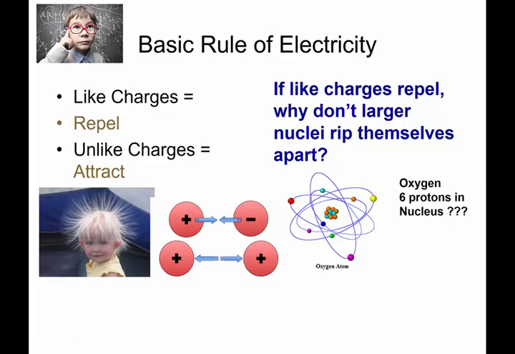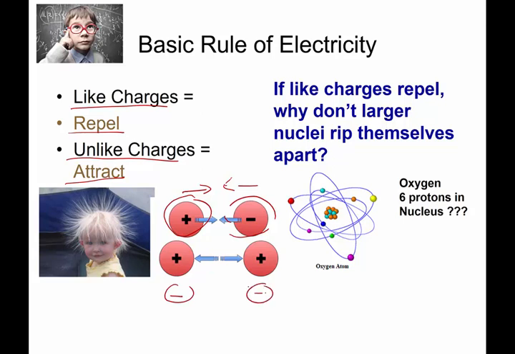Now, if you recall from your basic elementary school electricity, you know that like charges repel and unlike charges attract. Meaning, if you have a positive and a negative charge, those 2 things are going to be attracted together. If you have 2 like charges, 2 positives, or 2 negatives, they're going to repel each other, as illustrated by this picture of this young girl.